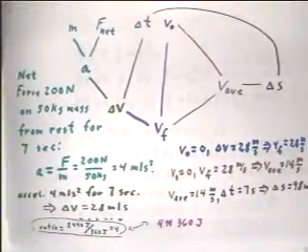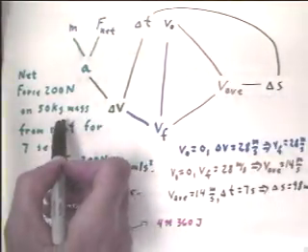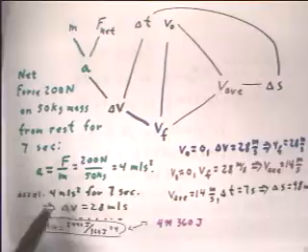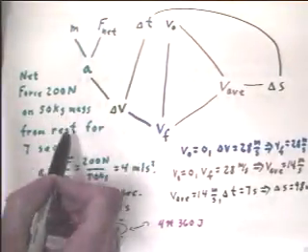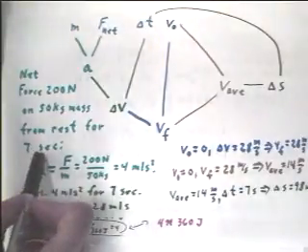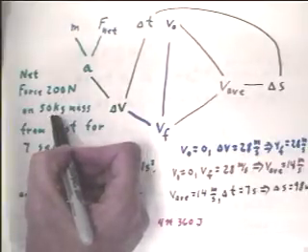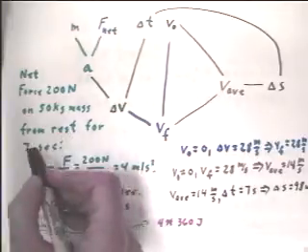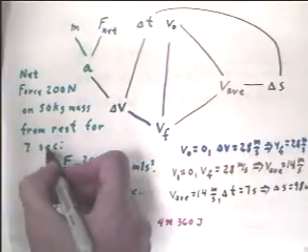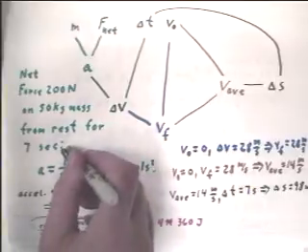Okay. Now, what we see here is a situation where we have a net force of 200 newtons on a 50 kilogram mass. That's the situation that we just saw. And that 50 kilogram mass accelerates from rest for 7 seconds. What can we conclude from this situation? Well, we saw already that 200 newtons, 50 kilograms implies a 4 meter per second squared acceleration. For 7 seconds, that's going to imply a change in velocity of 7 seconds times 4 meters per second squared, or 28 meters per second velocity change.